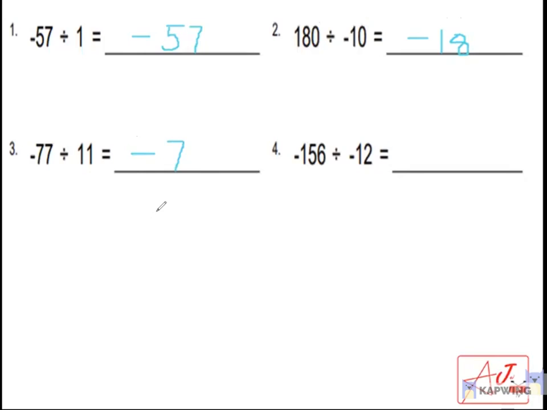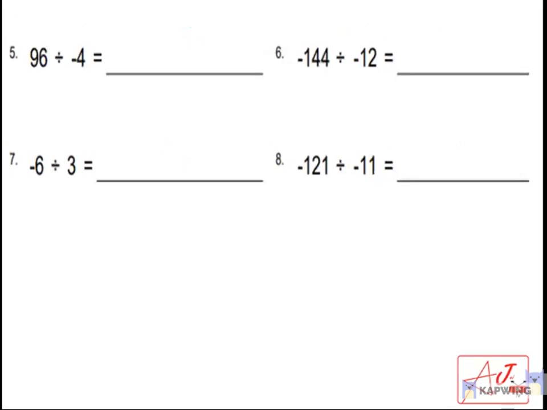So number 4, we have negative 156 divided by negative 12. So magkapareha silang negative. So ang answer natin ay magiging positive. And negative 156 divided by 12 is equal to 13. So positive 13 siya dahil pareha silang negative. Okay, let us continue.